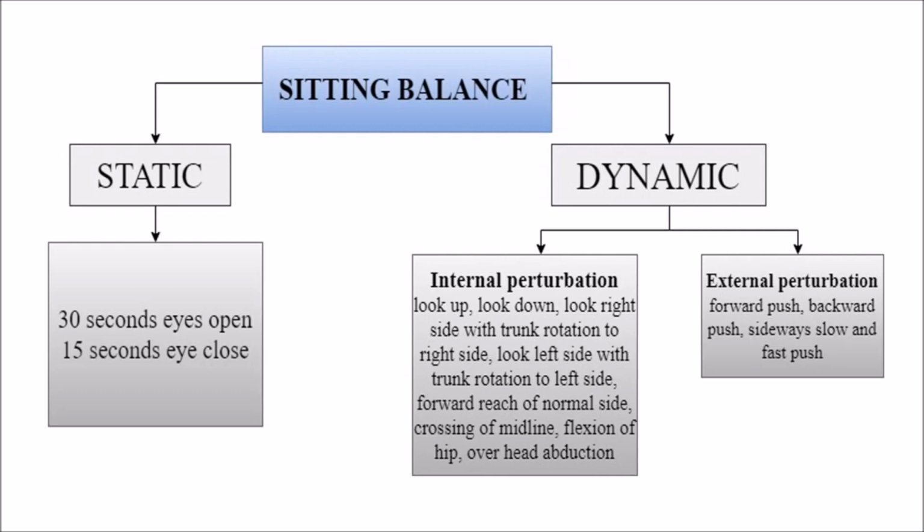After internal perturbation, to check more complex balance, we move to external perturbation. What we do in external perturbation is give a jerk to the patient. First start from the affected side, give a slight jerk forward, then backward, and then sideways. But at the same time, give support in case the patient sways.